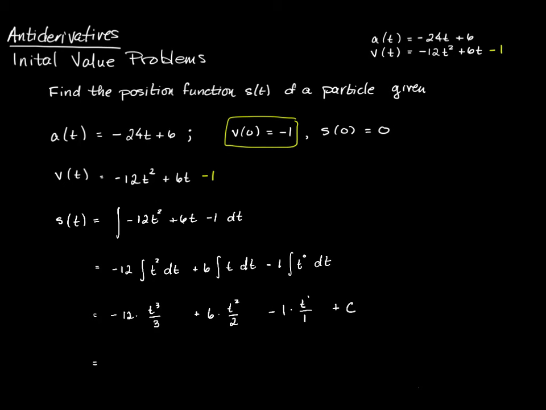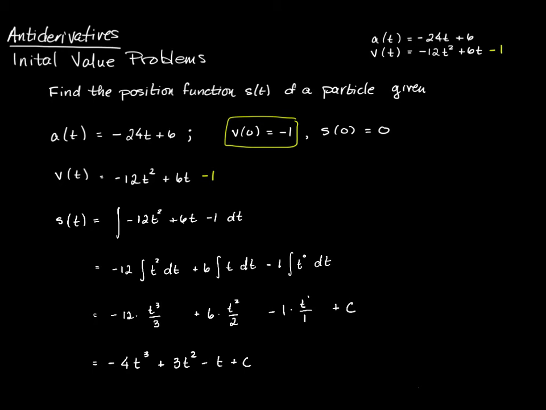Cleaning things up, I get negative 12 over 3, which is negative 4t cubed. 6 over 2 is 3t squared. Negative 1 over 1 is just minus 1 times t to the power of 1, which is just t, plus c. So this is at least one of the position functions. The problem is it's actually a family of functions because c can be any constant, and I want to know the specific position function for this particle.